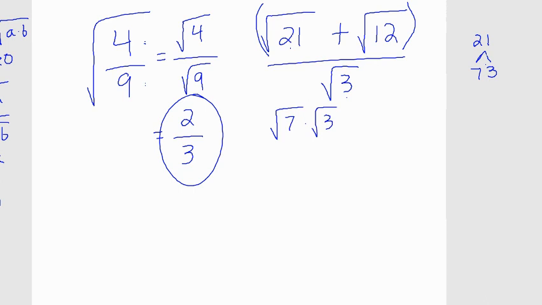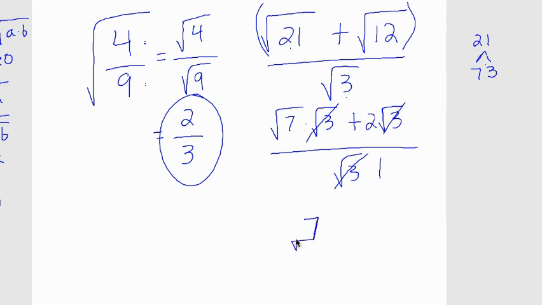And then 12, from past videos, I know to be 2 square root of 3. And now I don't even need to mess around with the algorithm of rationalizing a denominator, because like I canceled out that 3, I can also cancel out these square root of 3's, and I'm left with 1 in the denominator. So my final answer is square root of 7 plus 2.